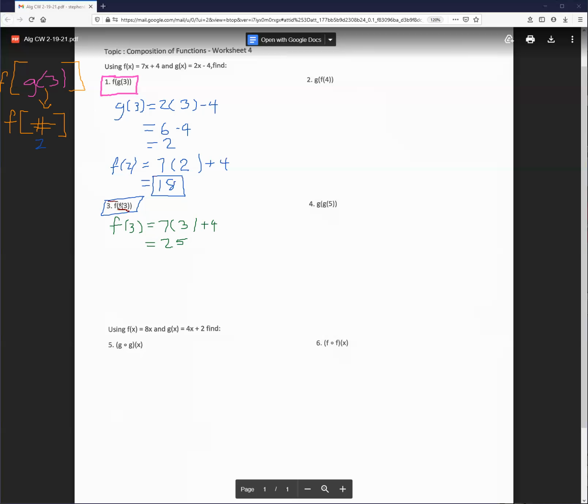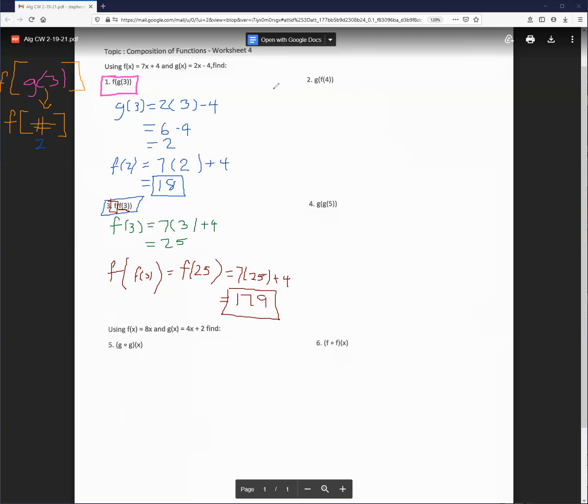And then that's for the inner part. And now we're going to focus on this outer f. I'm going to say f of 3. Well, we know that f of 3 is 25, so it's f of 25. And so this is 7 times stuff plus 4, where the stuff is 25. All right, 7 quarters is $1.75. So we have 175 plus 4, which is 179. Okay.